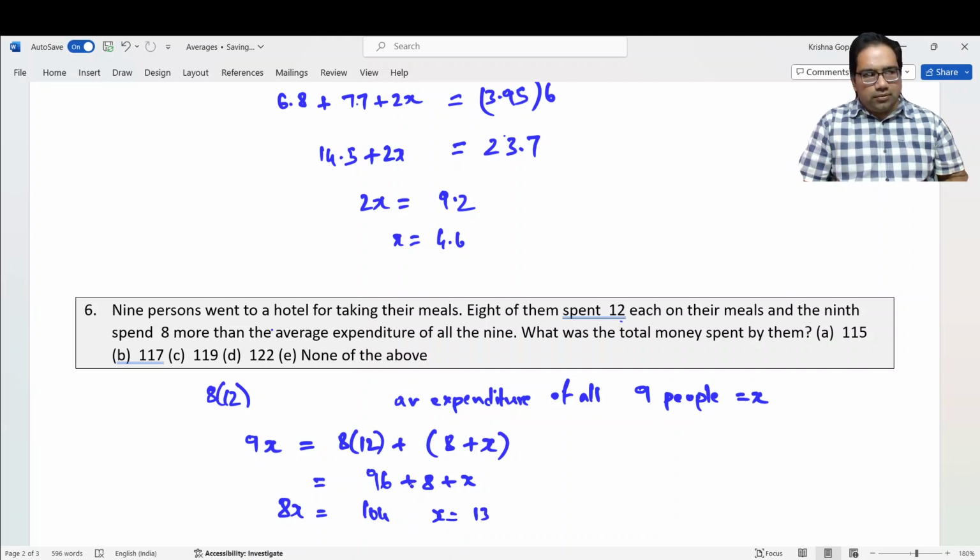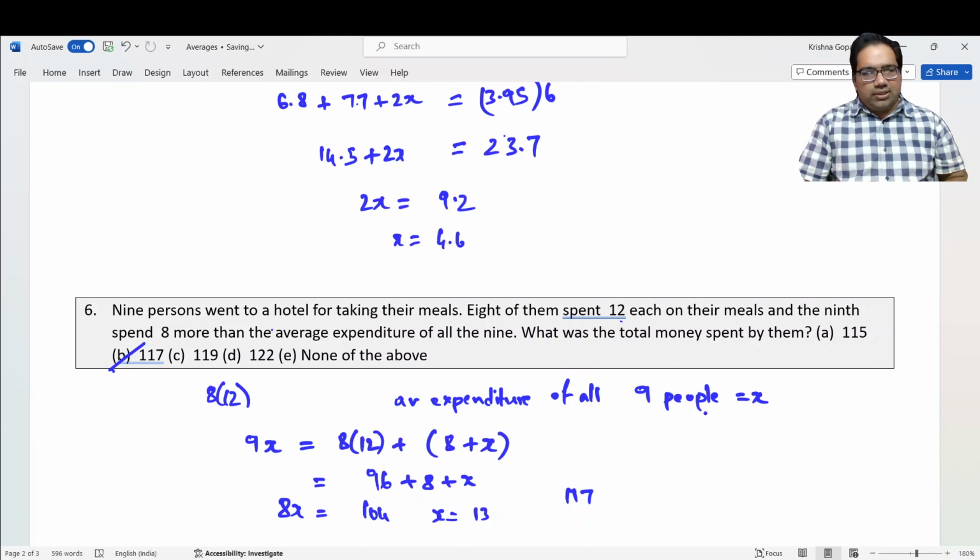104 by 13 is 8, right? 8 thirteens are 104. Now, what is the total expense? 9 thirteens, right? 9 thirteens is 117, because 130 minus 13 is 117. So 117 is the total expenditure of all these people.